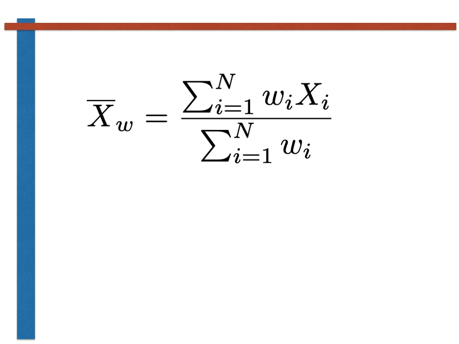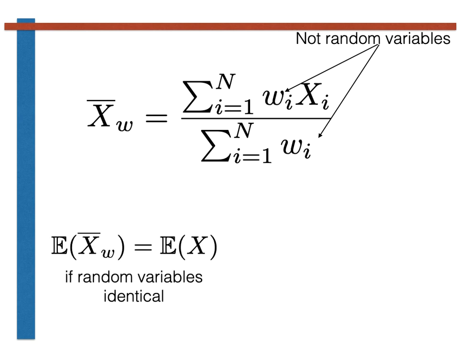To conclude then, we have in this video explored the properties of the weighted mean that is computed using this expression. The xi on the right-hand side is a random variable, as is the final quantity xw. Importantly, however, the wi values are not random variables, they are constant parameters. We have shown that if all the xi are identical random variables, then the expectation of the weighted mean is equal to the expectation of the random variables from which the weighted mean was computed.